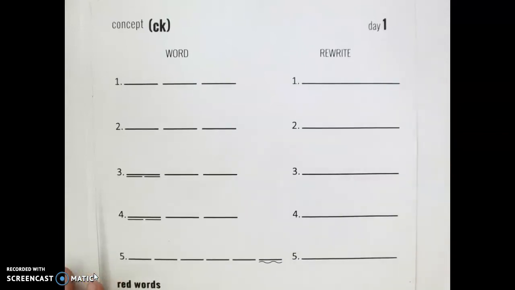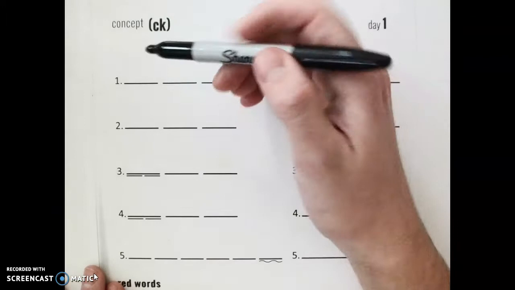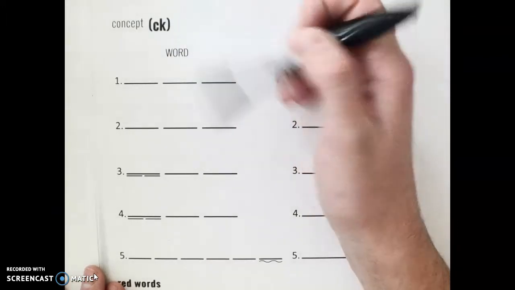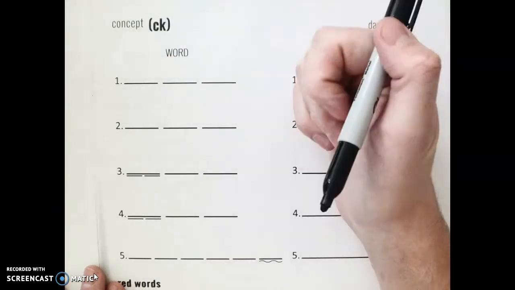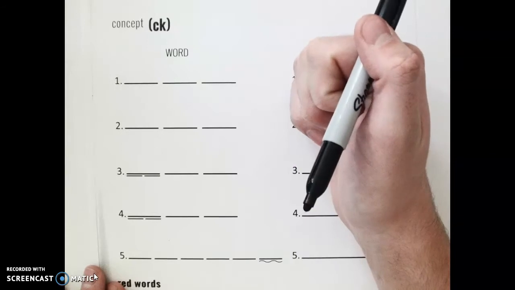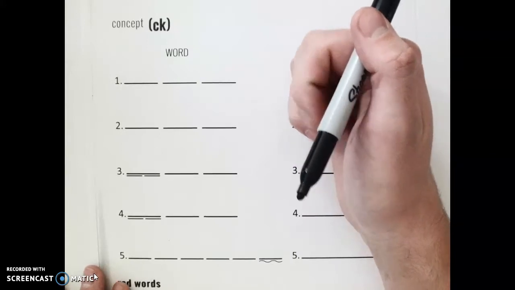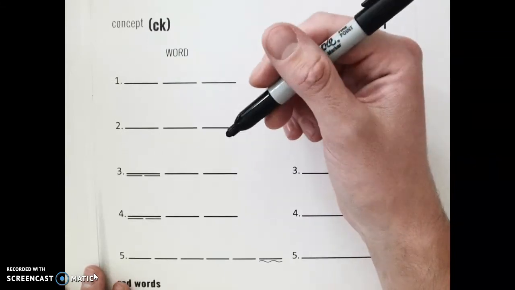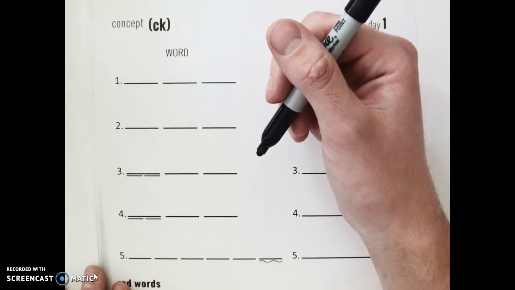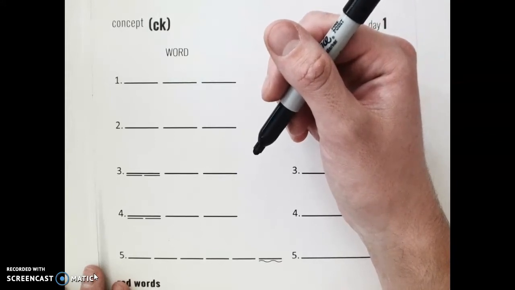Okay, hi first graders. Today we're going to do a dictation on our CK, which makes the K sound. Remember, we see CK at the end of a word or a syllable after a short vowel. All right, follow along as I do the words.